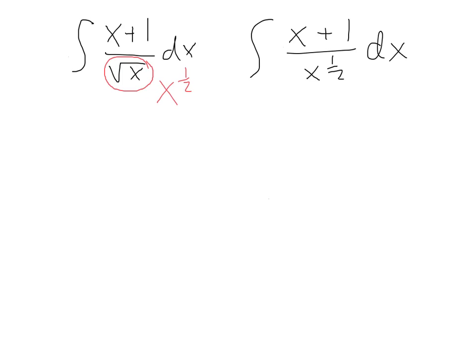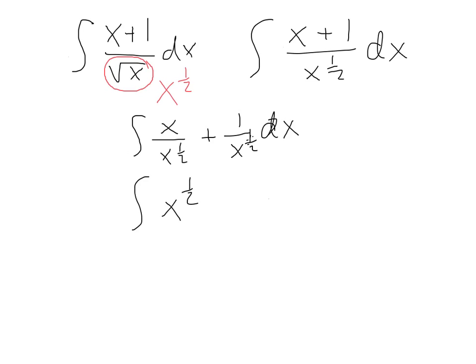Now I'm going to separate out the fraction, so it's the integral of x over x to the 1/2 plus 1 over x to the 1/2, dx. Now just do the division to simplify. So we have the integral of x to the 1/2, and I'll bring that one up to the top, so that should be plus x to the negative 1/2 dx. Okay, like that.